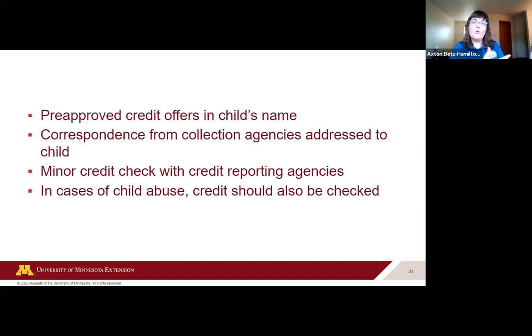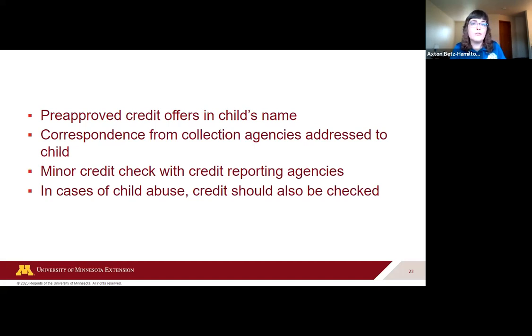And if there's no credit file found by the credit reporting agencies, that's good. That means that there's been no credit established in your child's name. So I want to put that out there because sometimes folks think, well, nothing was found. Is that a bad thing? It's not a bad thing. That's actually a good thing.